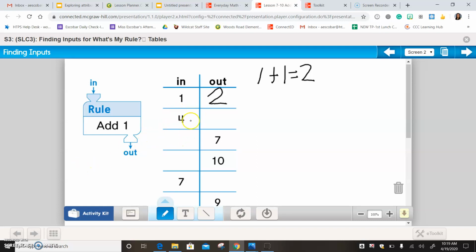So our in number is 4. So in goes 4. Use the rule, and out comes 5, because 4 plus 1 equals 5. Good job. And now it looks like we are missing an in number, but they did give us our out number.